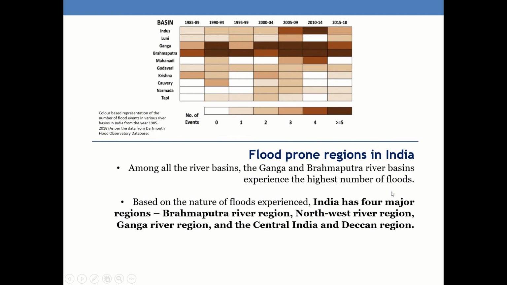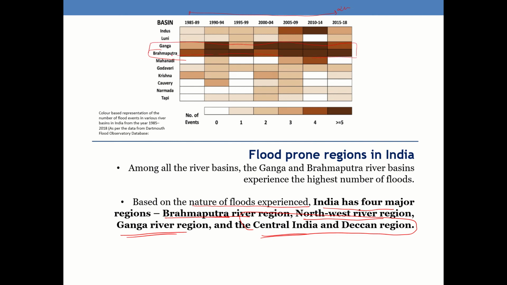Okay, so what has been said here? Based on the nature of floods experienced, India has 4 major regions: Brahmaputra as one region, the Northwest River region, the Gangetic Plain, and the Central India and Deccan region. Like I said, this study was conducted between 1985 and 2018, and we can see Brahmaputra and Gangetic Plain as one of the regions.